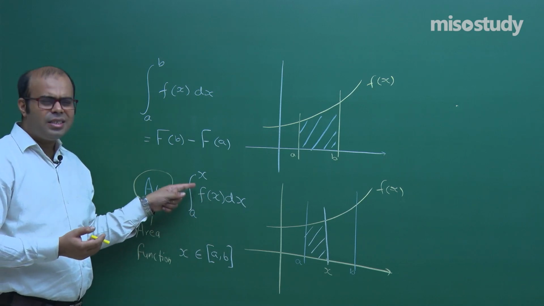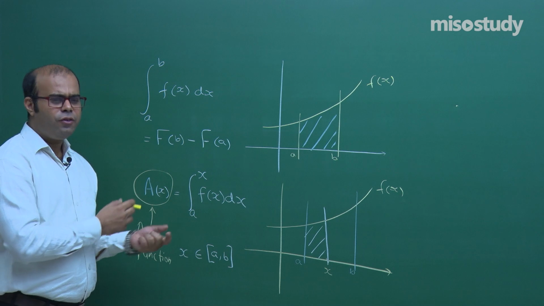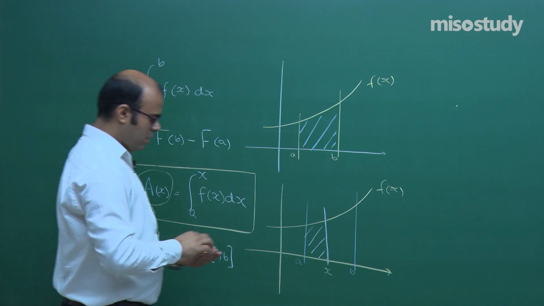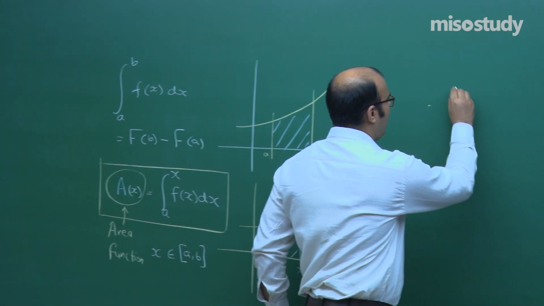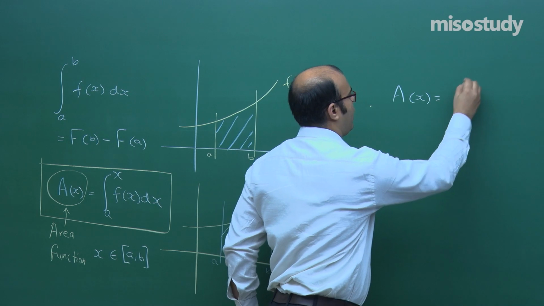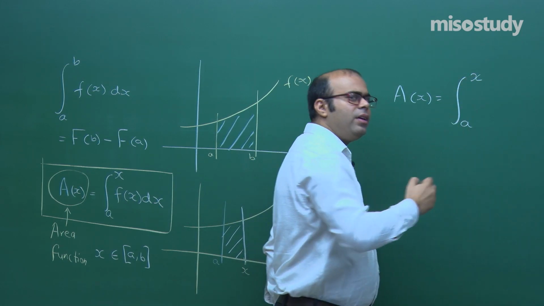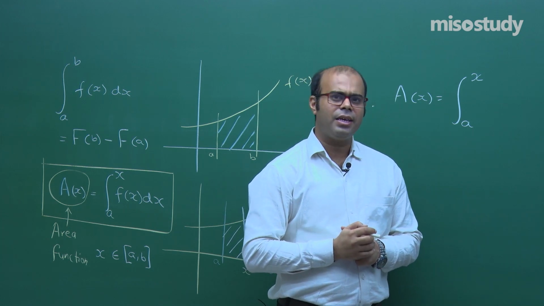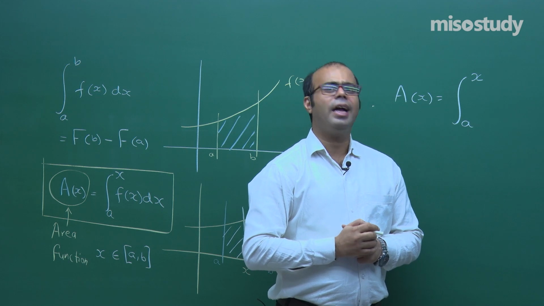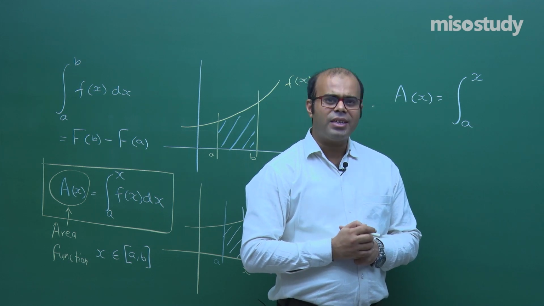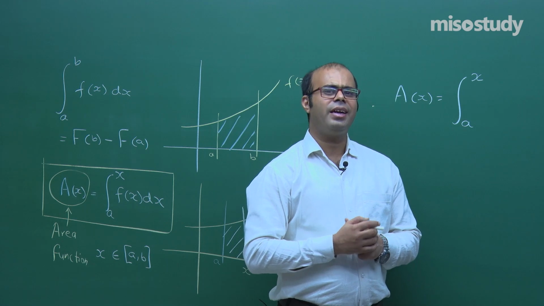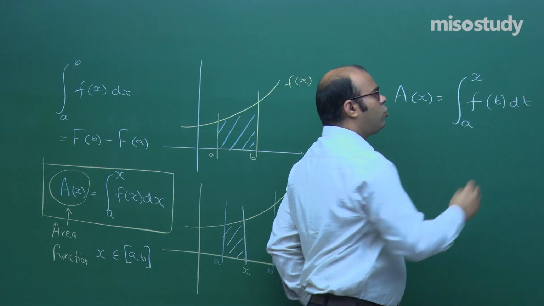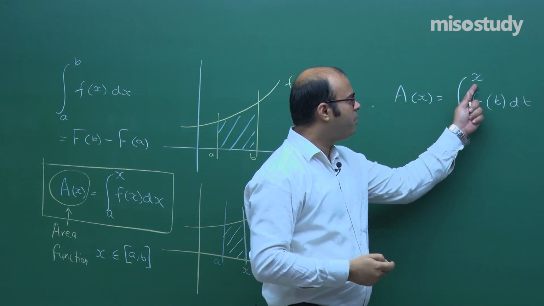So instead of writing it like this, which is a little confusing, we can write this area function in another form, that is A(x) is equal to the integral from a to x. Since we know that in definite integration the variable of integration can be anything, because eventually it does not appear in the answer, instead of f(x) dx we can take any variable. So let us take t, f(t) dt. This is a better way which will avoid confusion between x and t.